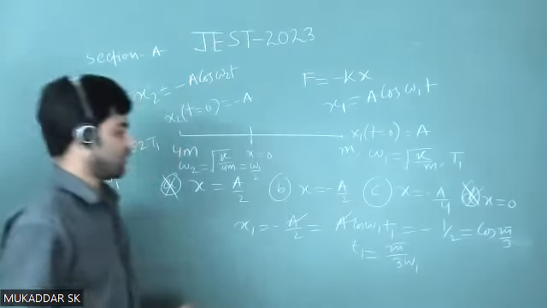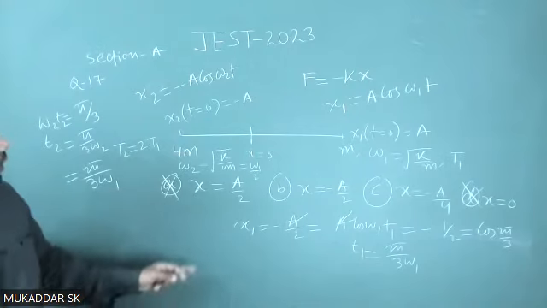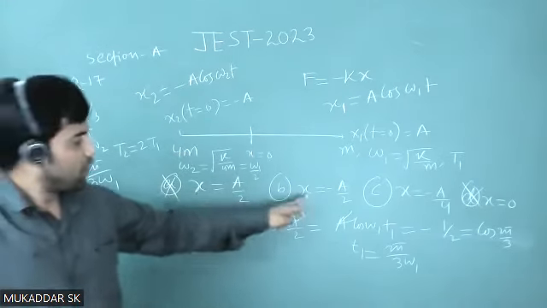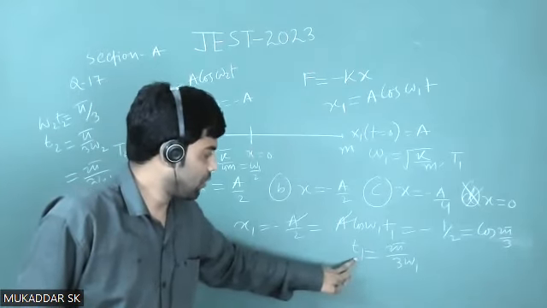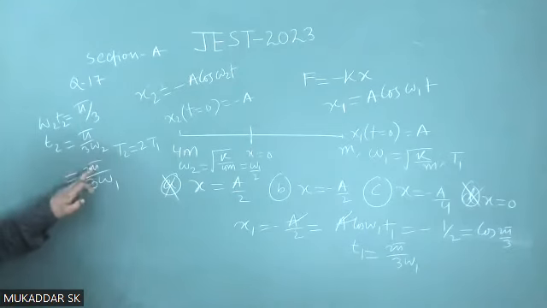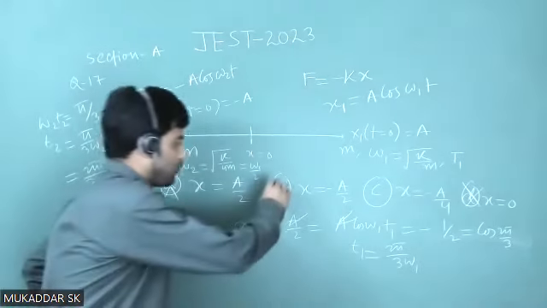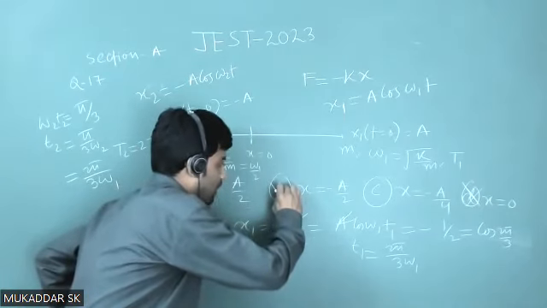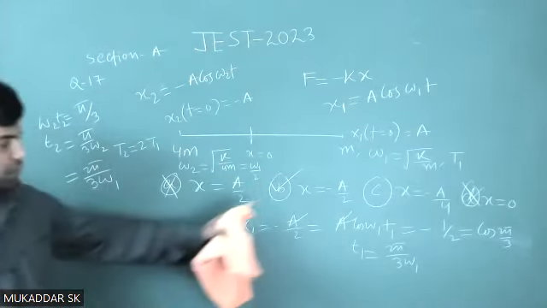So I can see that both particles are observed to be at x equals minus a by 2 at the same time. I can see t1 equals 2 pi by 3 omega 1. t2 is also 2 pi by 3 omega 1. So it means the correct option is that the first collision will occur at x equals minus a by 2, because both particles are observed to be at this position at the same time. So this will be the correct option.